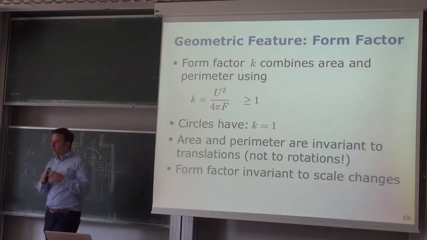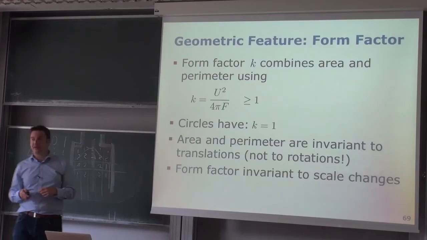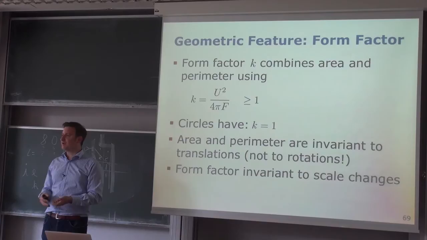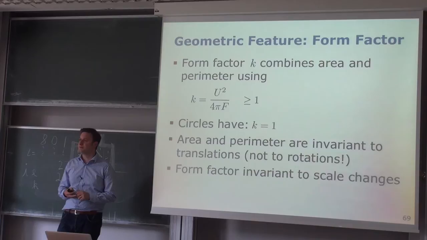So if I want to analyze if an image has changed only by a transformation, I can compute my features. The perimeter has changed, the area has changed, but if k hasn't changed, it may be an indicator that it's invariant under scale changes. Or maybe I know that my image has been scaled, but I still want to be able to recognize the same object. So the form factor, not scale factor, form factor, is maybe one of those features that I should consider. So just a few examples how these look like.